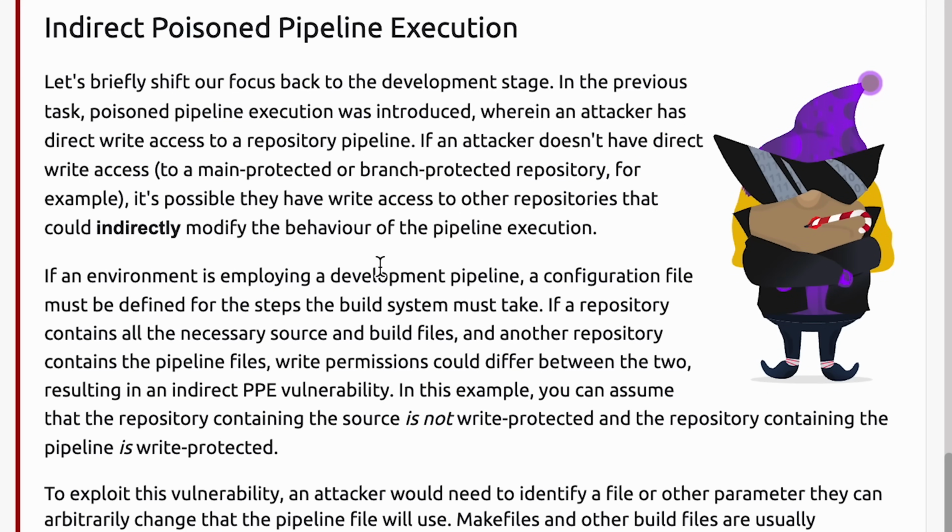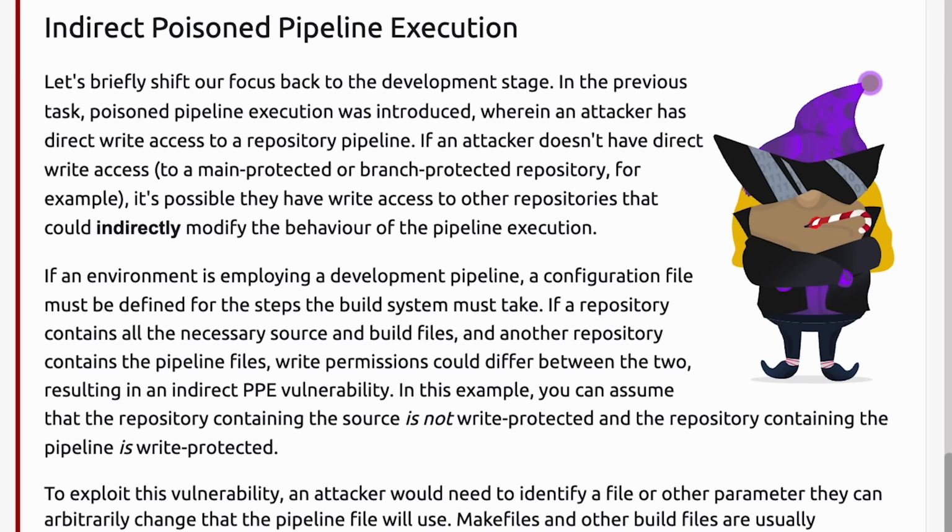So in the previous task, the poison pipeline execution was introduced. Be sure to check out the previous task, which is the one before this challenge. In it, an attacker has direct write access to a repository pipeline. If an attacker does not have direct write access, so maybe a branch protected repository, for example, it's possible that they have write access to other repositories that could indirectly modify the behavior of the pipeline execution, which is exactly why this is called the indirect poison pipeline execution.